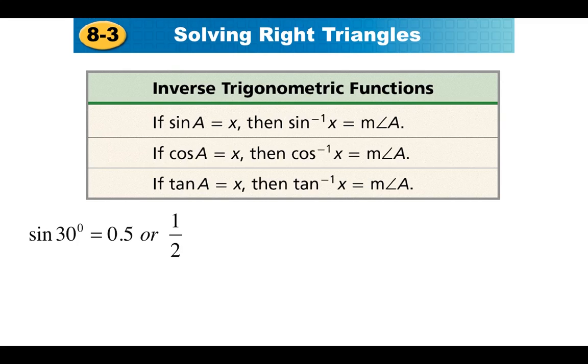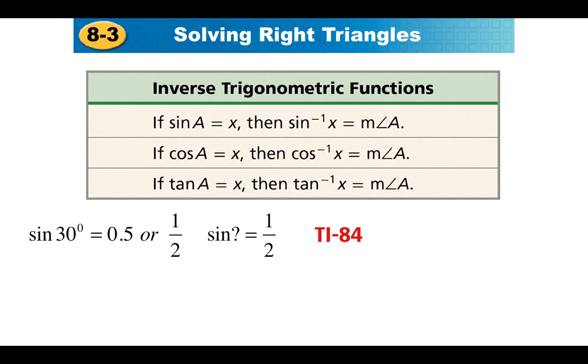And this is what you're going to have to do later on in this lesson. You're going to have to tell me what angle has a sine equal to 1/2. Okay? Now you know that it's going to have to be 30 because I just showed you that sine of 30 is 1/2 or 0.5. But what happens if you don't have that? Well, you're going to be using the TI-84. And to find that angle, you're going to have to use the inverse functions.